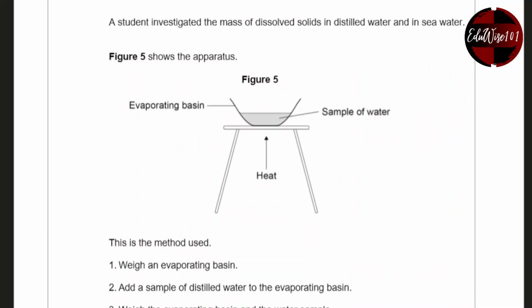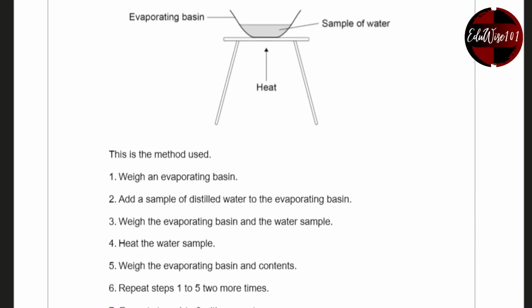So you have an evaporating basin on top of a tripod with a sample of water and then heat being supplied, usually by a Bunsen burner. This is the method used. Weigh an evaporating basin, add a sample of distilled water to the evaporating basin, weigh the evaporating basin and the sample water, heat the water sample, weigh the evaporating basin and contents, repeat steps 1 to 5 2 more times, repeat steps 1 to 6 with seawater.